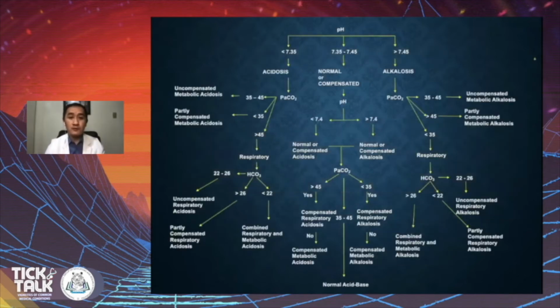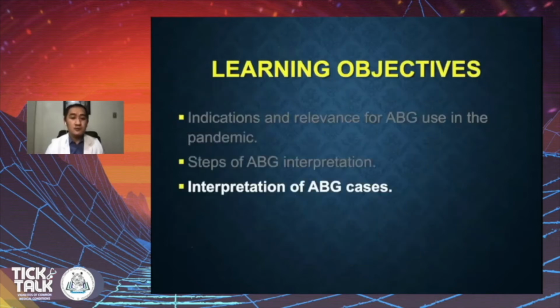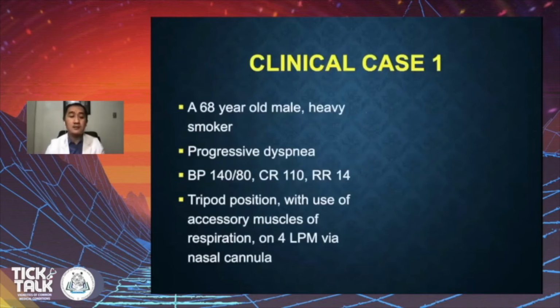Let's go back to the diagram. So your pH is below 7.35. The arterial CO2 is normal. So your interpretation is now uncompensated metabolic acidosis. So let's now interpret arterial blood gas cases and then correlate them clinically.